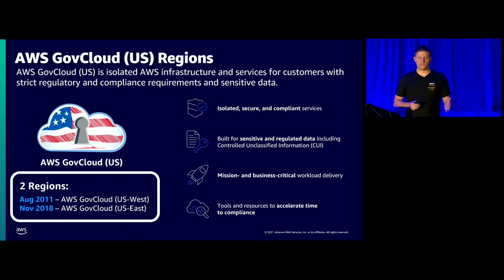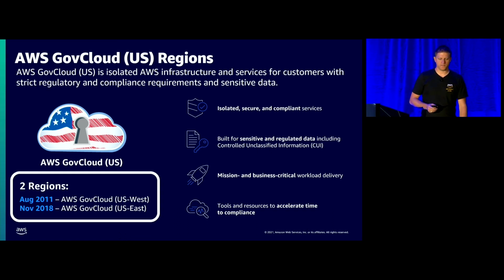To support these customers' unique requirements, we built the first AWS GovCloud US region in 2011, AWS GovCloud US West. We continued to see growing demand from these customers as more organizations moved more workloads to GovCloud, and launched the second AWS GovCloud US region in 2018, AWS GovCloud US East.